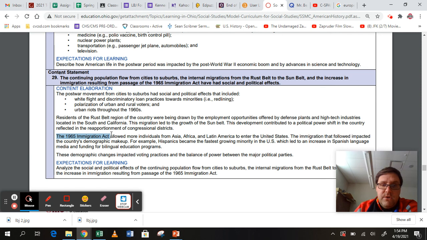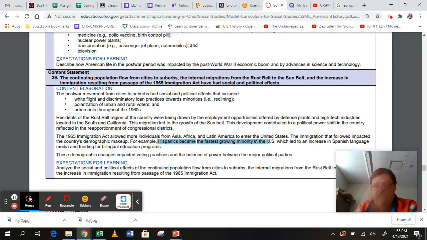The 1965 Immigration Act allowed more individuals from Asia, Africa, and Latin America to enter the United States. This represents that third wave of immigration that I was talking about. The immigration that followed impacted the country's demographic or population makeup. For example, Hispanics became the fastest growing minority in the United States. I think there are more Hispanics in the country than there are African Americans in the country now. Because after this law was passed, there have been more Hispanic people come and get citizenship.